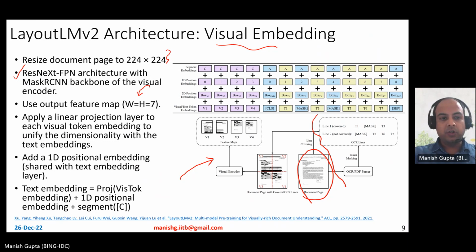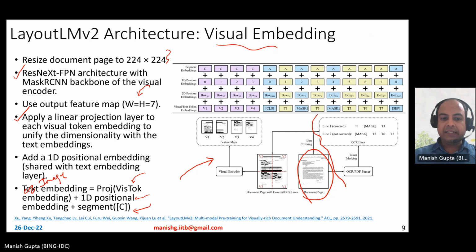Okay. Now, visual words and text words are in different spaces. So as to map them together, you apply a linear projection layer so that they map to the same embedding space. Okay. So therefore, your overall image embedding now is essentially a projection of the visual token embedding plus the one-dimensional position encoding plus the segment encoding.